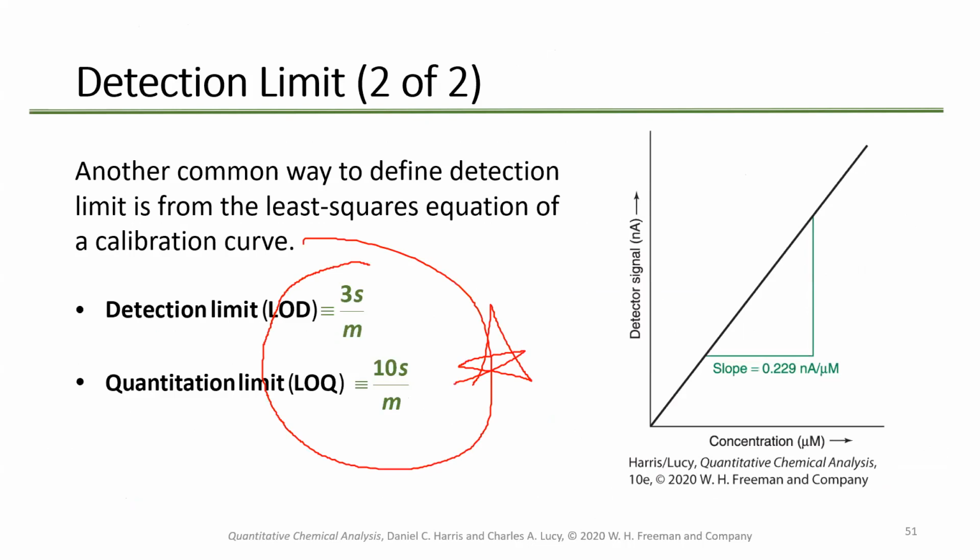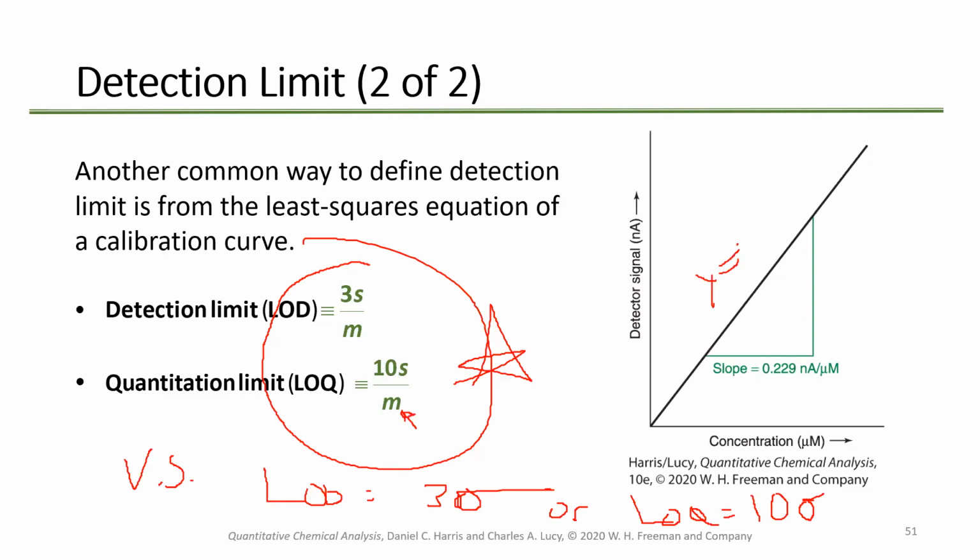All right, so know when to use this versus LOD is equal to 3 sigma or LOQ is equal to 10 sigma. If you have 2-dimensional data, use this. If you have 1-dimensional data, use these guys. You don't have to divide by M. It's this division by M, if you don't have a slope. You don't have a slope, you don't have to divide by M.